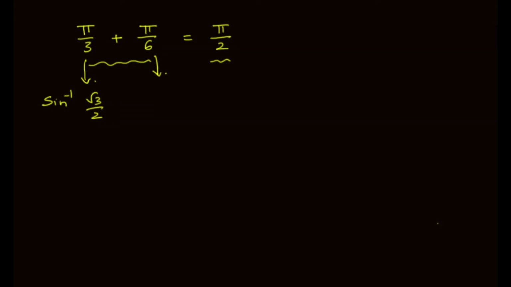Shall I write pi by 6 also in terms of sine inverse? Yes, sine inverse 1 by 2, because sine inverse 1 by 2 takes us to 30 degrees, which is pi by 6. And pi by 2, to add some flavor, is cosine inverse 0. So the equation that gets generated is sine inverse root 3 by 2 plus sine inverse half equals cosine inverse 0. Let's look at other flavors.